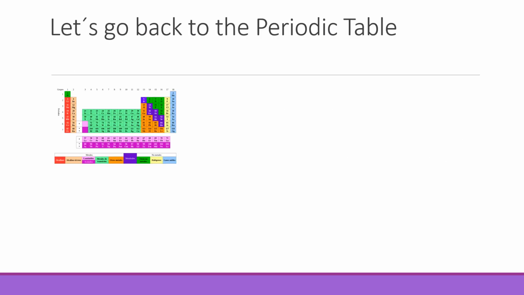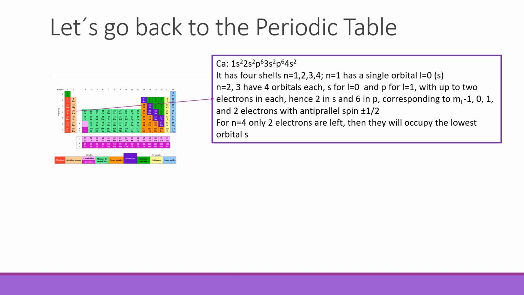Let's go back to the periodic table to see a couple of examples of how these quantum numbers are used to determine or to illustrate the electronic structure of atoms. We consider first calcium. Calcium is placed here in this column of the periodic table, and the structure is 1s2, 2s2 2p6, 3s2 3p6, 4s2. Okay, it has 4 shells, n from 1 to 4. n equals 1 has a single orbital. The only possibility is l equals 0, so we have an s orbital.